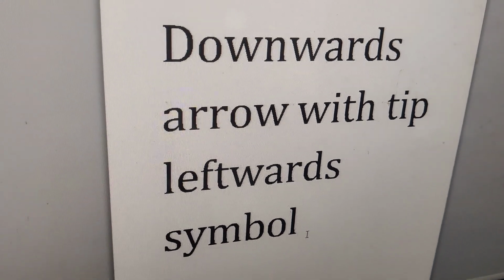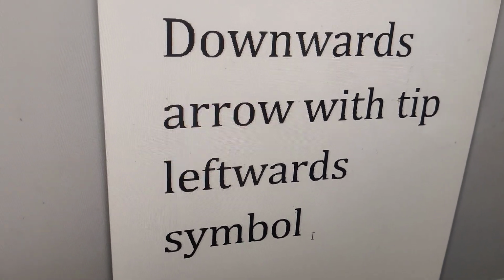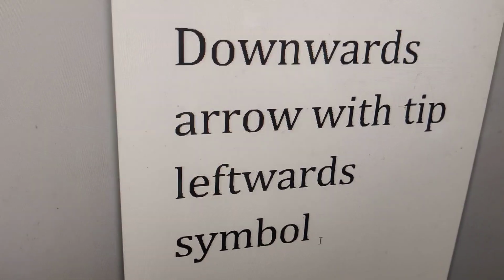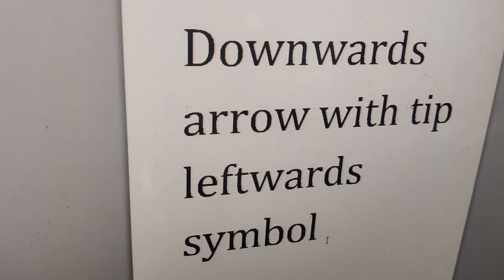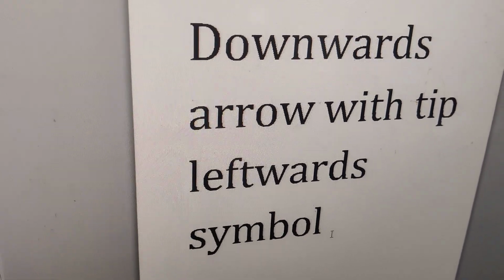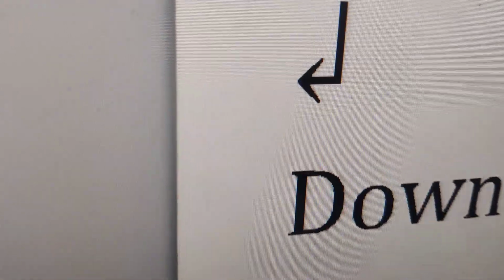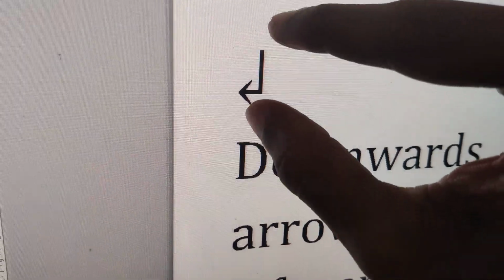So in today's video we discuss how to create a downwards arrow with the tip leftwards symbol in our computer. So you must open your Microsoft Word, MS Office Word in your Windows computer, and after that you can try for creating this symbol. So this is the symbol you can see we have created.